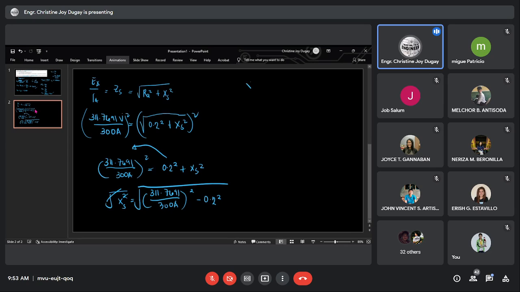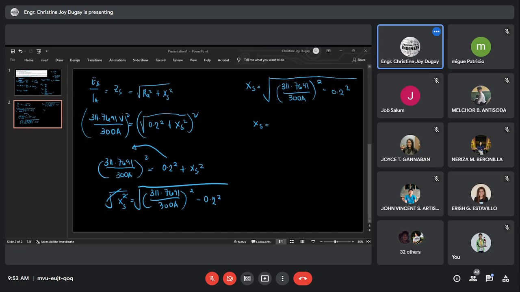So, that is equal to XS now is equal to square root siya ng 311.7691 divided by 300 ampere, quantity squared minus 0.2 squared. So, calculate ninyo yan. Ano ang magiging actual value ni XS? Pwedeng shift solve sa calculator nyo. Pwede nyo i-type naman kung ano yung nandun sa XS kanina.